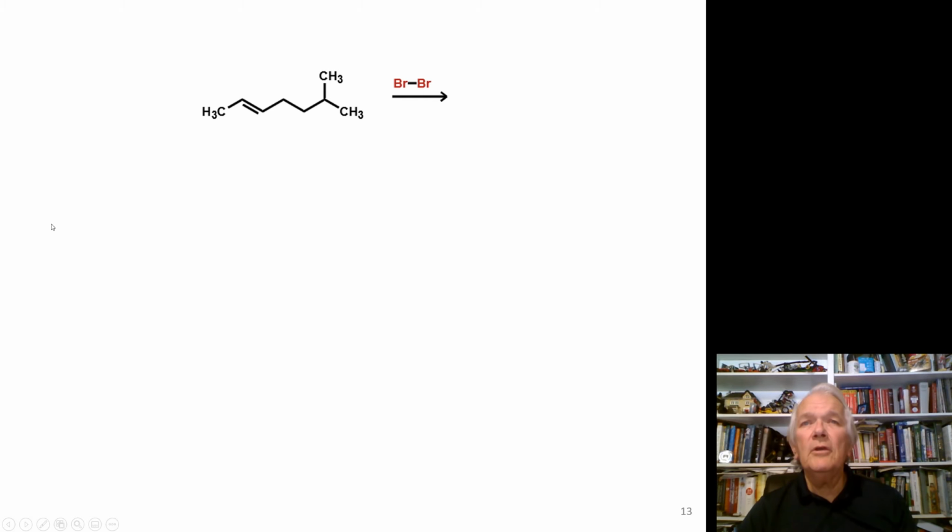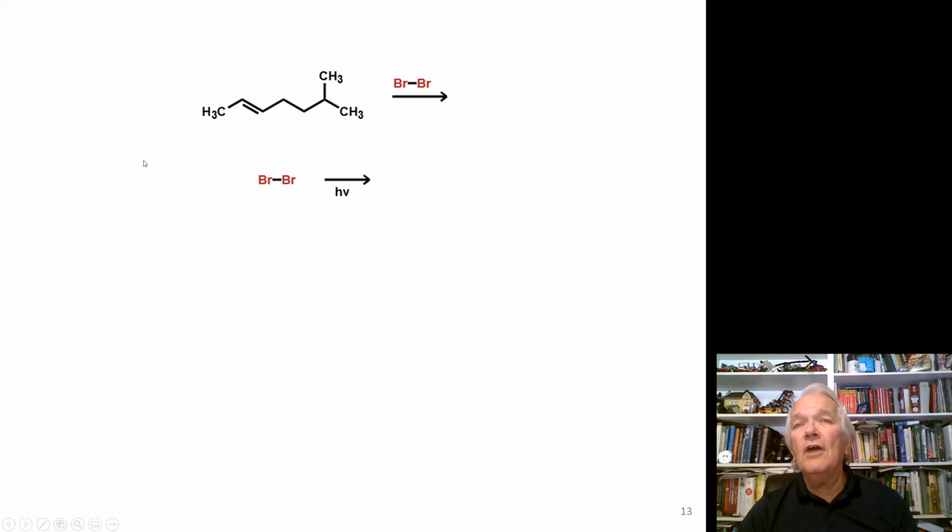In this video, we're going to look at the mechanisms of allylic bromination. So here I have a simple alkene, and we're going to do a bromination, and where the bromine is going to show up is on the carbon next to the double bond, because that is the most stable radical available in the system. So how does this work?